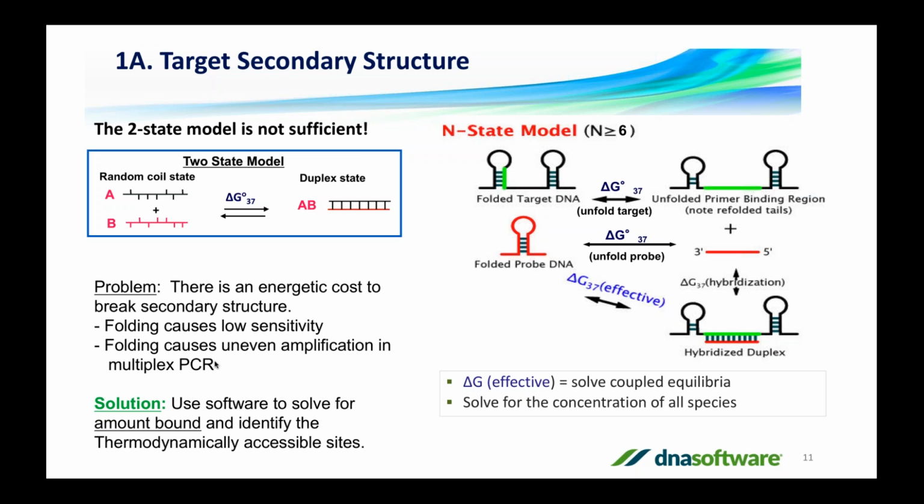All right, so the solution to this problem is to solve for the amount bound, to solve the coupled equilibria. We have ways, DNA software, to predict all of these equilibria and solve for the amount that is in the duplex state. And that amount is what is ultimately related to your assay sensitivity.